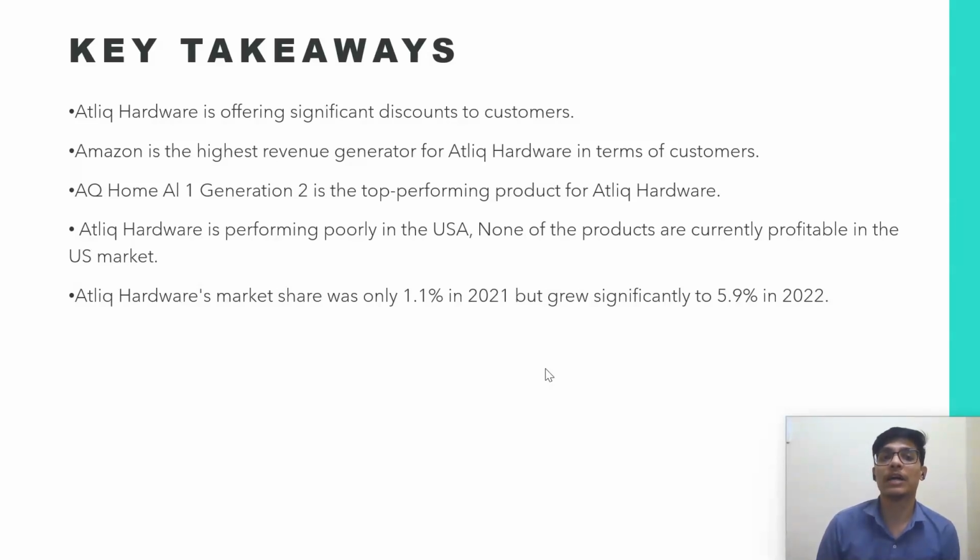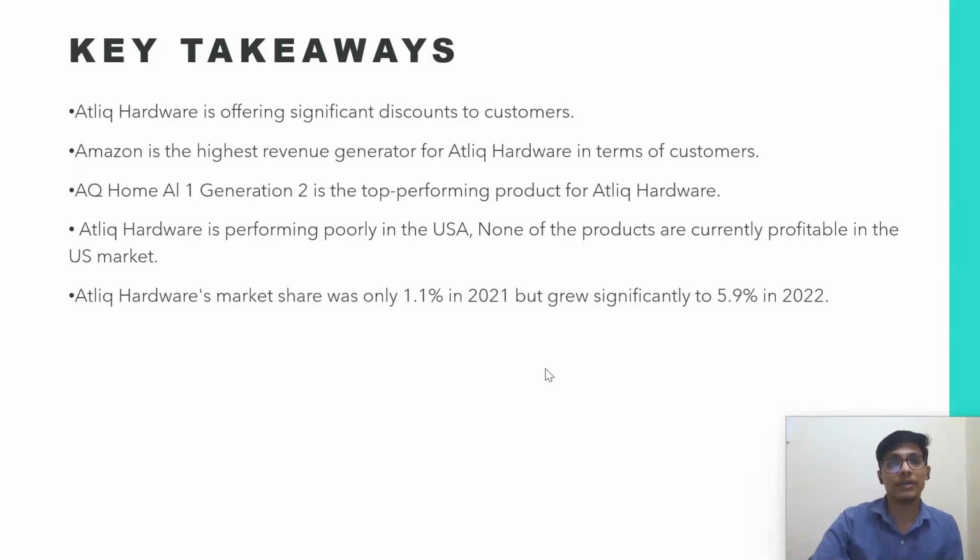Next, Amazon is the highest revenue generator for AtliQ Hardware in terms of customers, and the AQ Home Gen 2 battery is the second top performing product. This indicates that AtliQ Hardware should focus on maintaining and expanding its relationship with Amazon, and continue leveraging the top performing products. Next, AtliQ Hardware is performing poorly in the USA. None of its products is currently profitable in the US market. So it would be important to explore the reason behind this underperformance, and identify strategies to improve sales and profitability in this region.